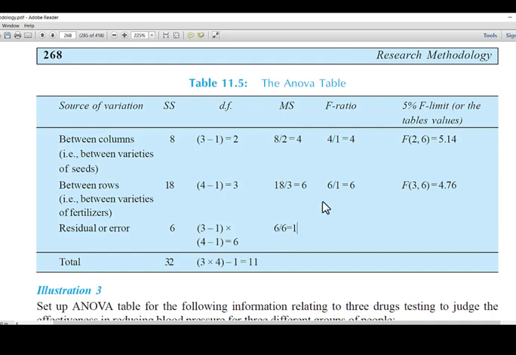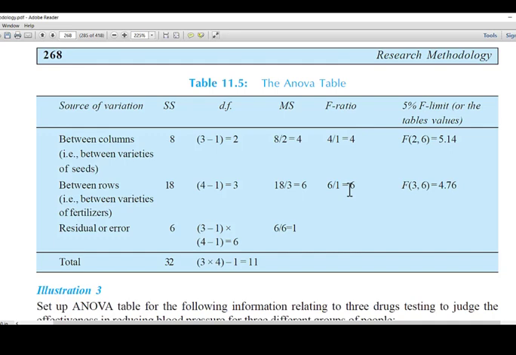Now F ratio. How do we calculate this F ratio? This 4 divided by this 1, that is 4, and then here 6 by this 1, this is 6. So these are F ratios calculated. Now actually between columns means between varieties of seeds, between rows means between varieties of fertilizers. Now F ratios are calculated here.